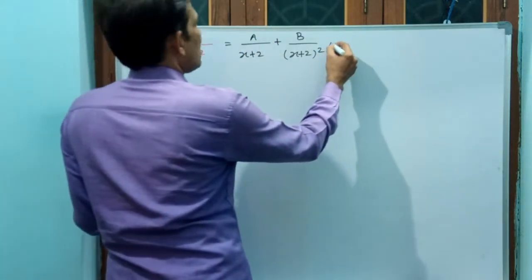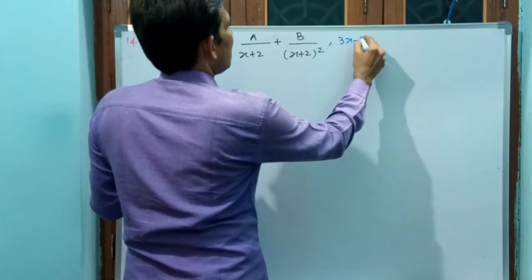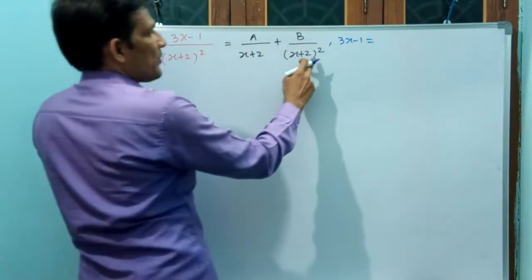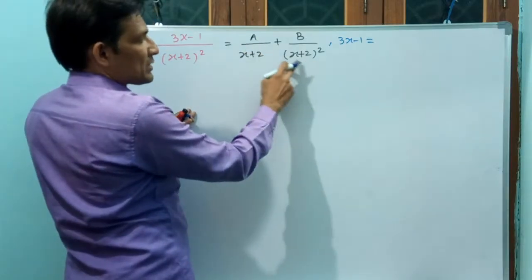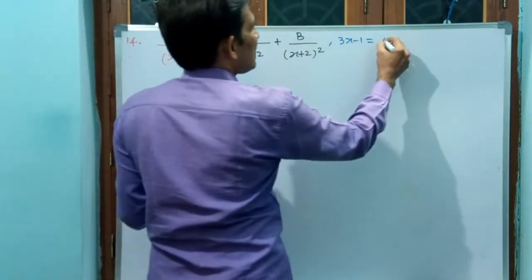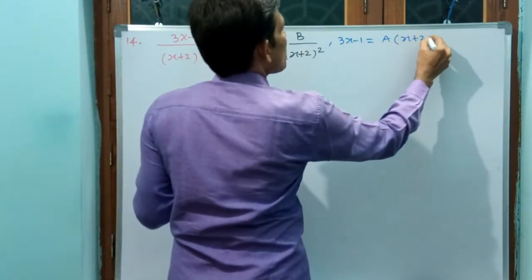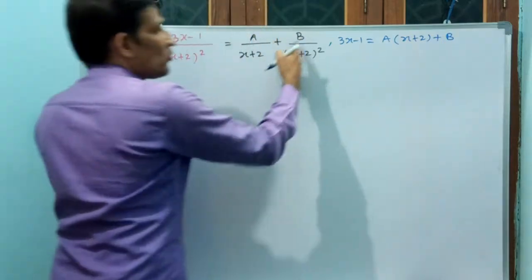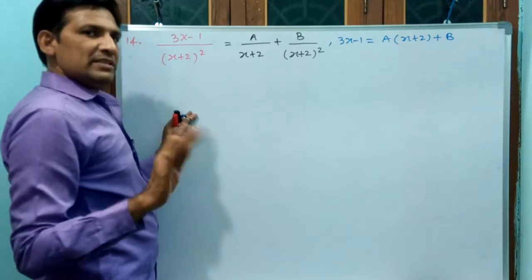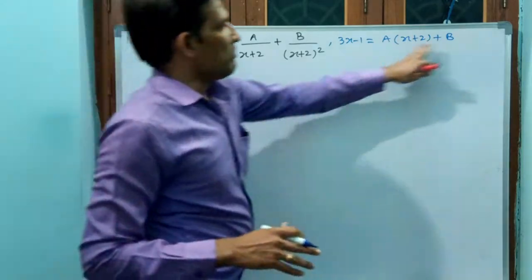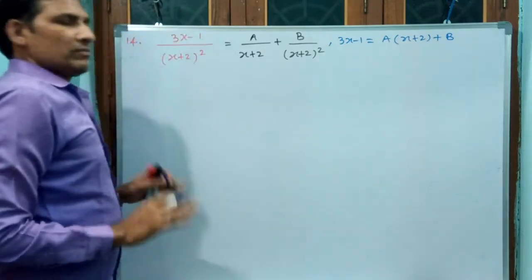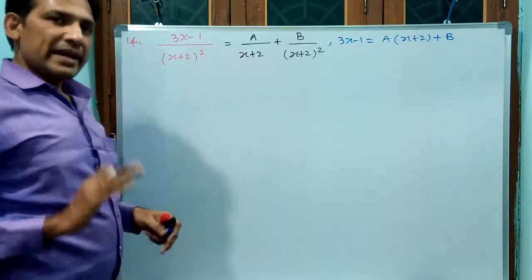You see what I am writing now. 3x minus 1, only the numerator, is equivalent to a into x plus 2. Why? Because one x plus 2 is already there. A into x plus 2 plus b into how much? Nothing, because x plus 2 whole square is already there. That is why we keep only b. The denominator is x plus 2 whole square, the LCM. Both denominators got cancelled.